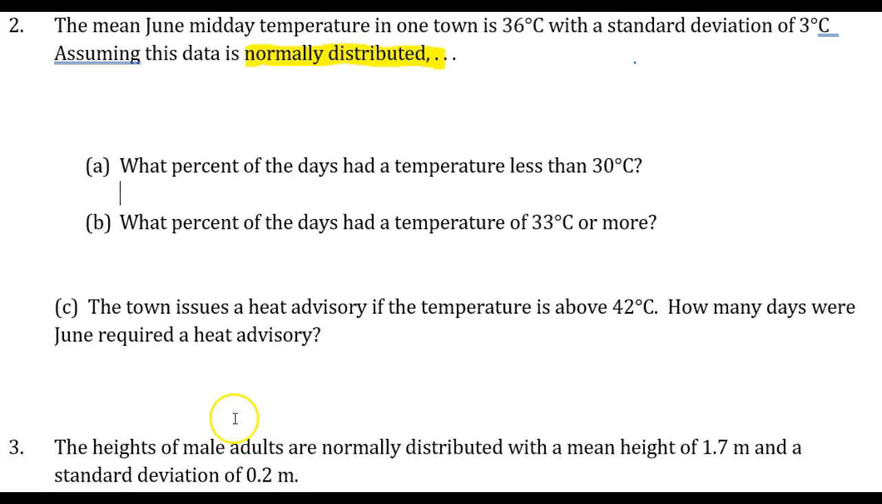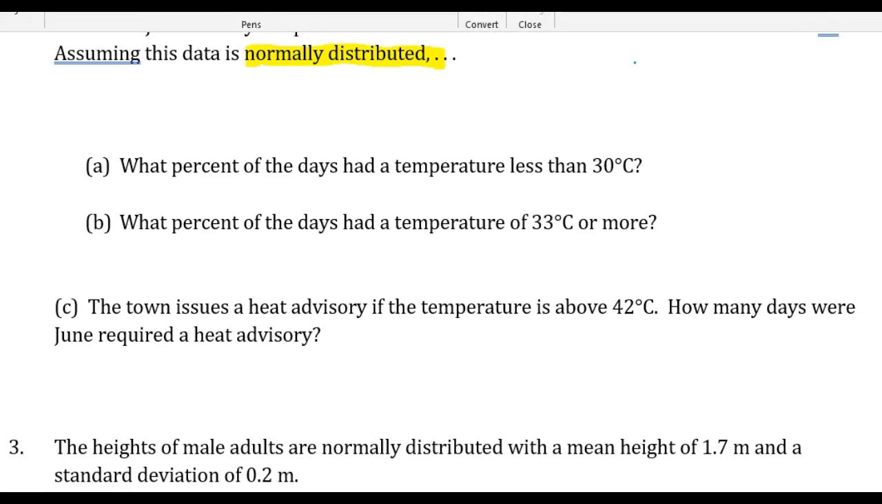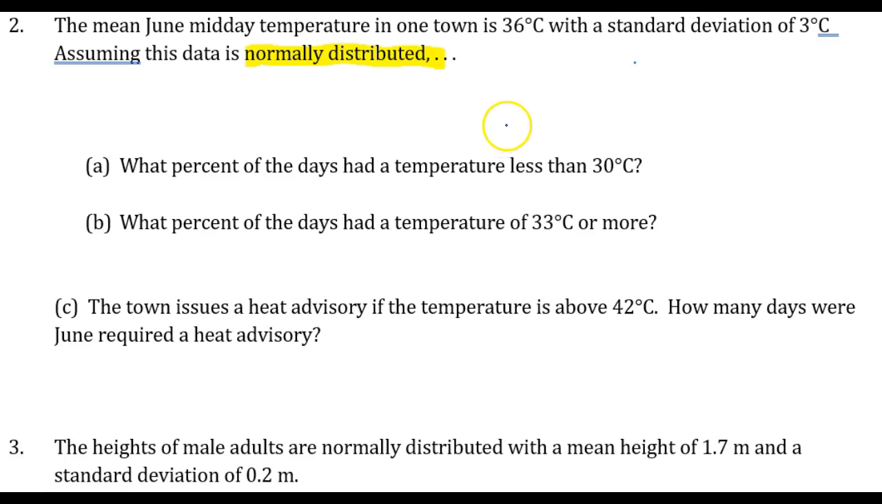So you don't need to draw the normal curve every time. What you can do is just draw your percentages in. So let's think of it this way. I won't draw the top part of the curve, just that your mean will be here. We know the mean temperature is 36, standard deviation of 3. So one standard deviation above 36 is 39, and one standard deviation below is 33.